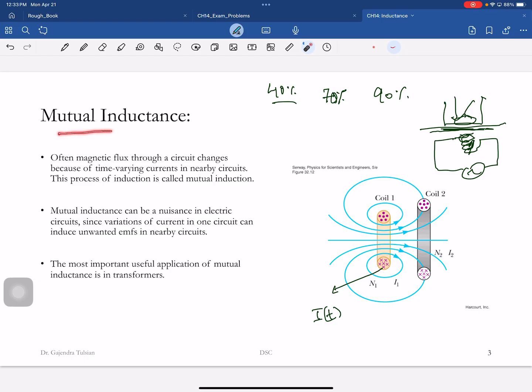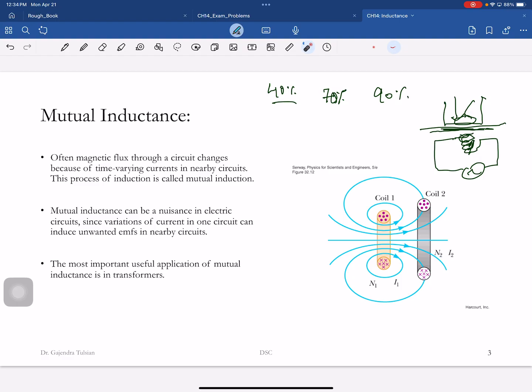All right, so the title of the slide is mutual inductance. What this means is the following. What did we learn? A changing current in this circuit induced a current in this circuit, a nearby circuit. So you had a mutual inductance. A coil nearby, an EMF was induced in this coil due to changing currents in this coil. Okay, and that's mutual inductance.